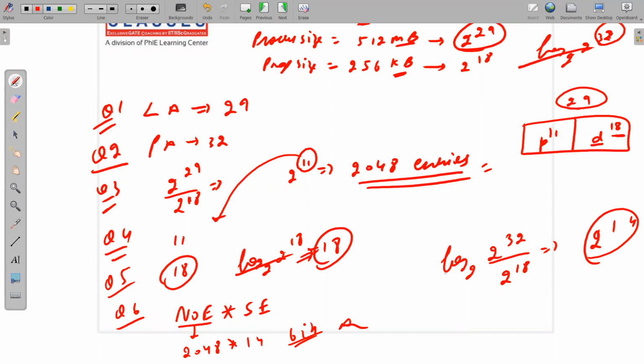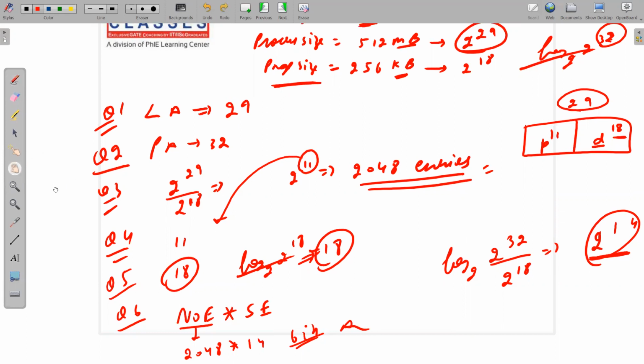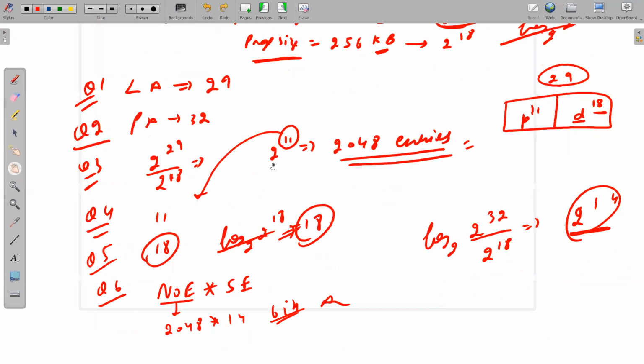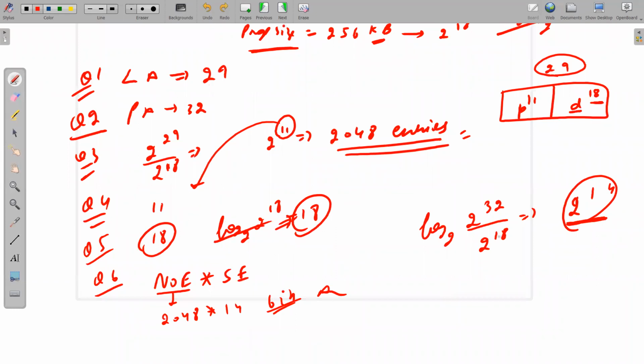Size of entry will be the frame number. So how many frames are there? You can find the number of frames as main memory size divided by frame size, because page size and frame size are equal. So 2 power 32 divided by 2 power 18. Why 2 power 32? I have just told you main memory size is 4 GB. So it comes out to be 2 power 14 frames. To label these 2 power 14 frames, we need only 14 bits.